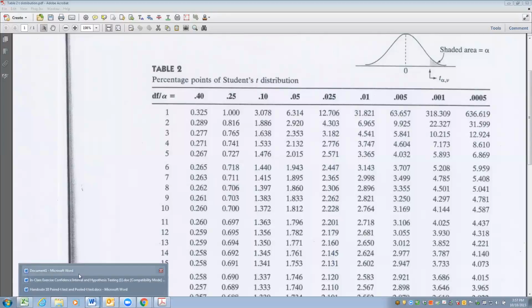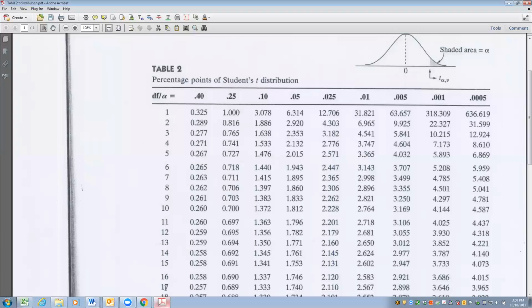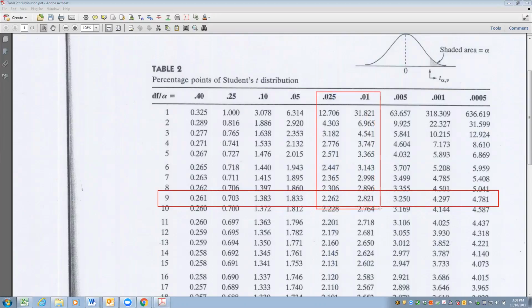So our test statistic was 2.597. That does exceed our critical value of 1.833, so we would reject the null hypothesis. If we wanted to know the p-value, we could go back to our t-table. We can look in the 9 degrees of freedom row, and I'm going to look for 2.597. I notice that would lie between 2.262 and 2.821. Therefore, I know the p-value is somewhere between 0.01 and 0.025.